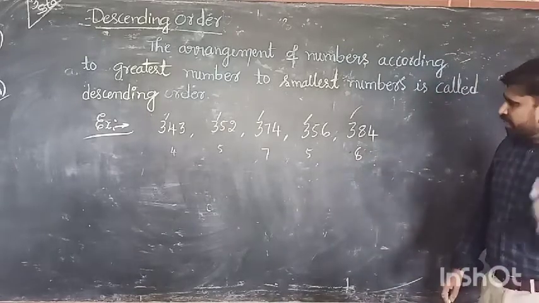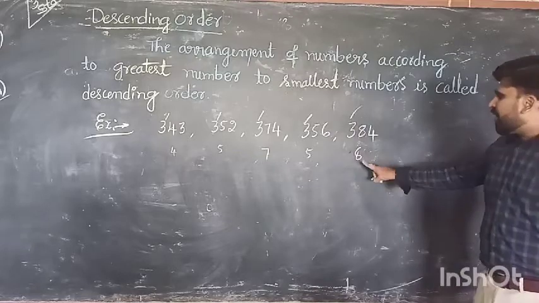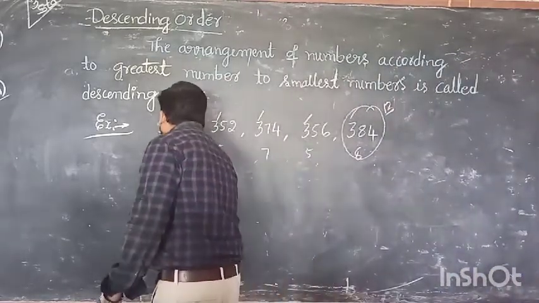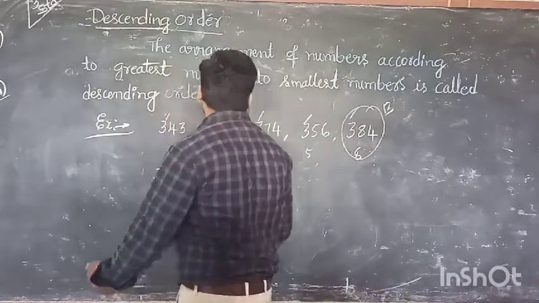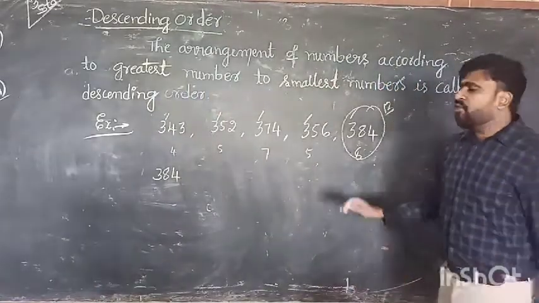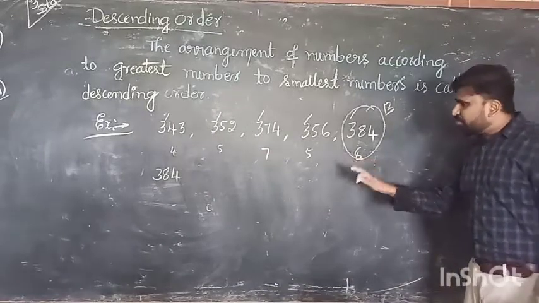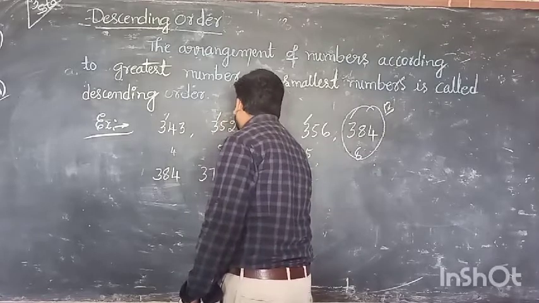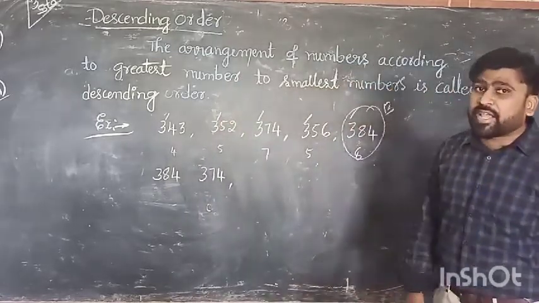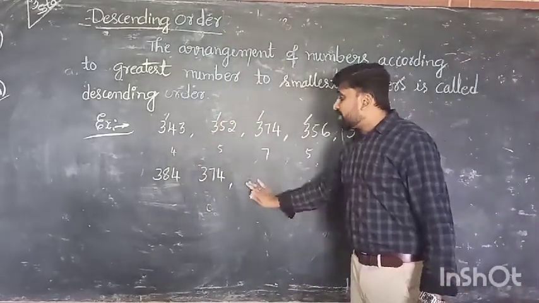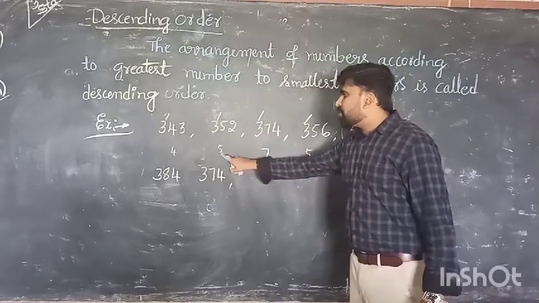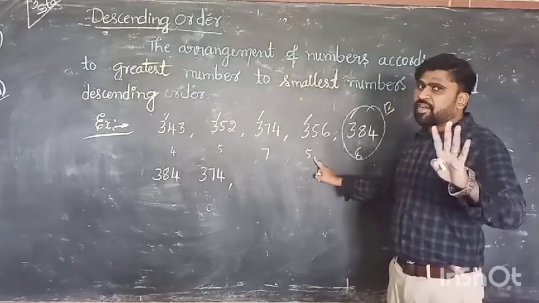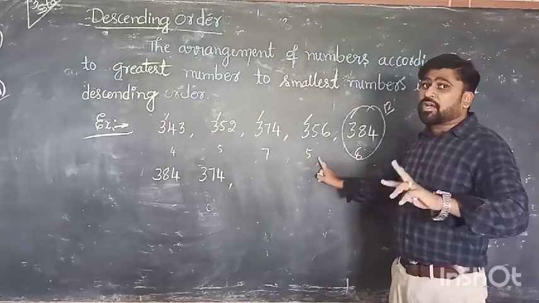Correct? Here the greatest is 8. That means it is the big number. First big number is 384. Correct? After 8, next comes the smaller number 7. That is 374. Now for the third, here also the 10s place is 5, and here also the 10s place is 5. We cannot identify which is small regarding the 10s place.